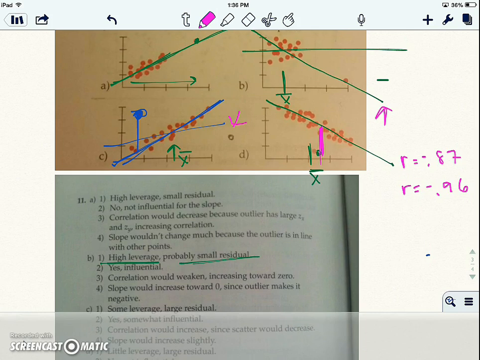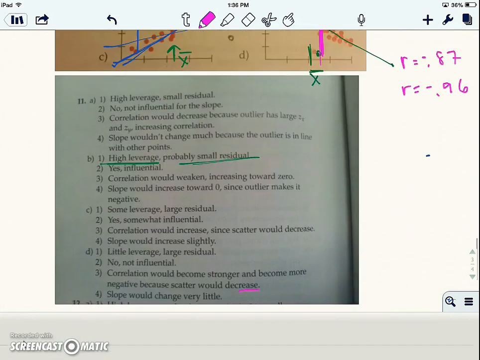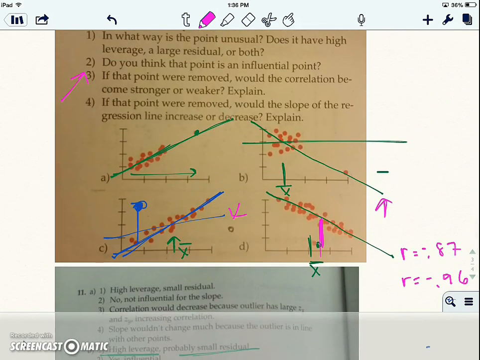I hope this helps clarify some stuff. You should be able to do 12. Really look at the answers in the back of the book for this and ask yourself, first thing is, how far away is it from a line if I were to draw it in? And how far away is it from my x-bar? That'll help you a lot. Good luck.